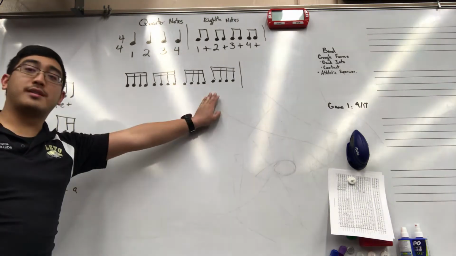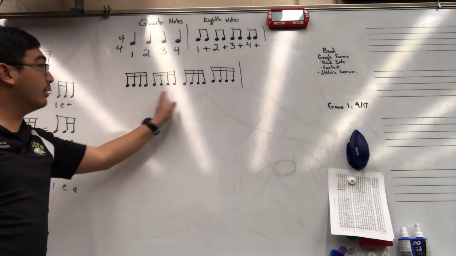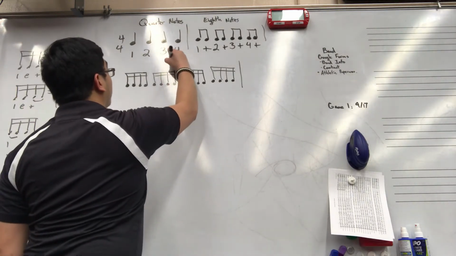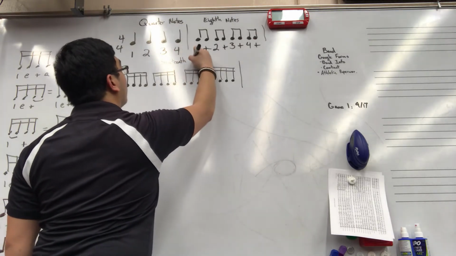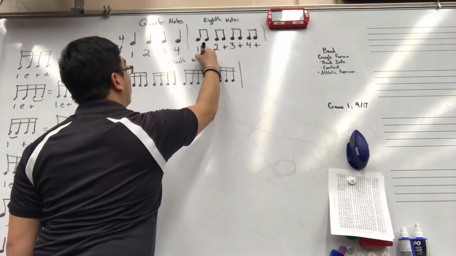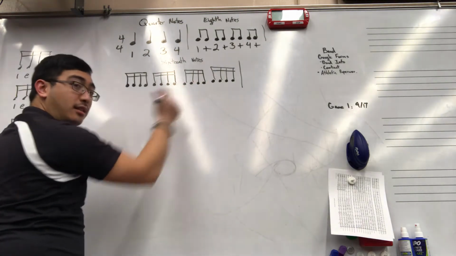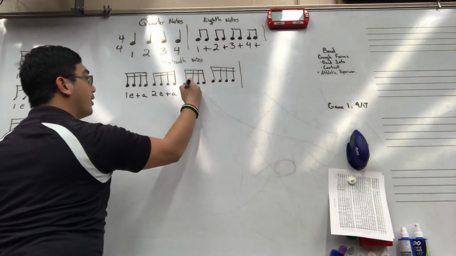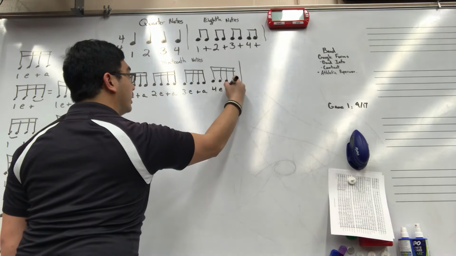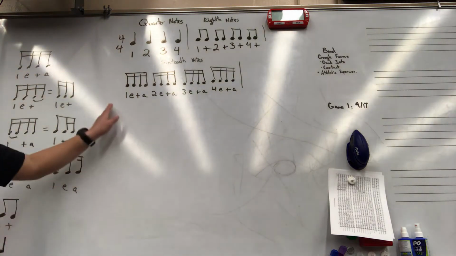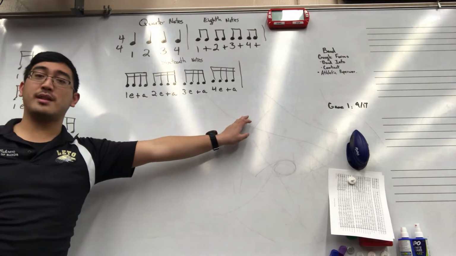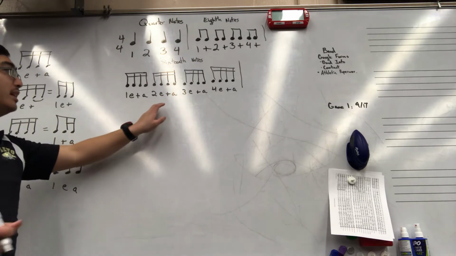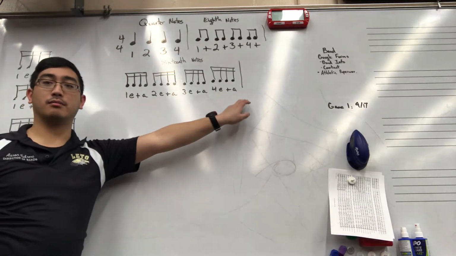These notes are called 16th notes. 16 of them make up one full measure in 4/4, which is where they get their name. The count structure for 16th notes is 1 E and a, 2 E and a, 3 E and a, 4 E and a. So if I was to count this rhythm, this is what it would sound like. 1 E and a, 2 E and a, 3 E and a, 4 E and a.